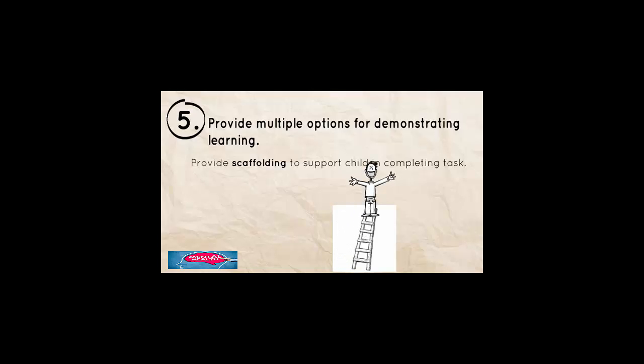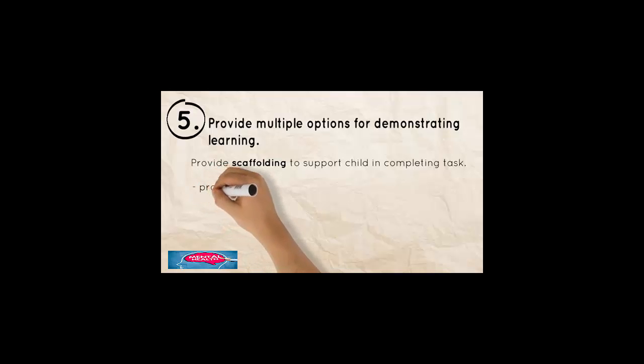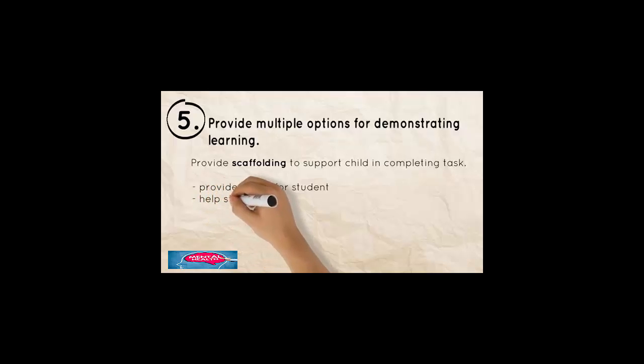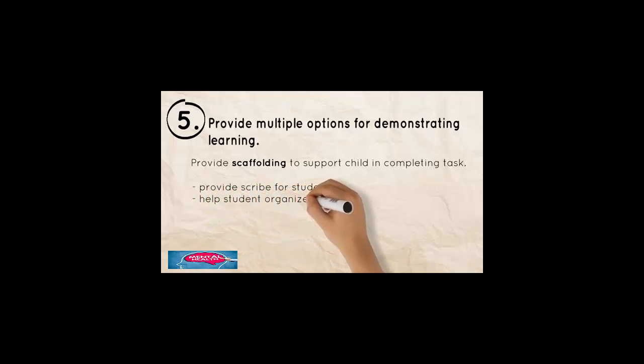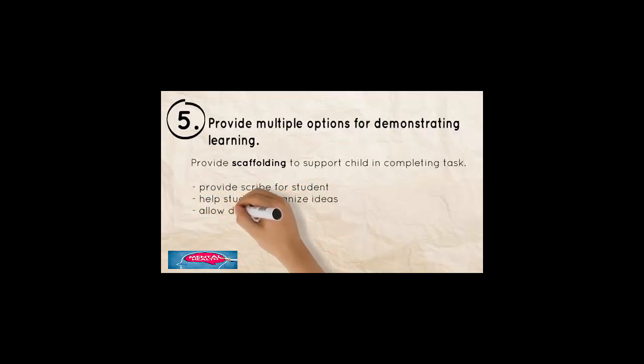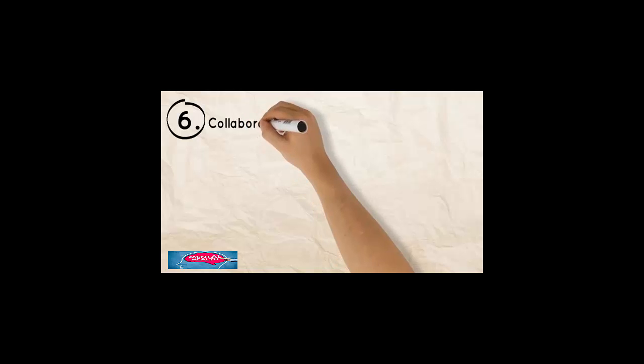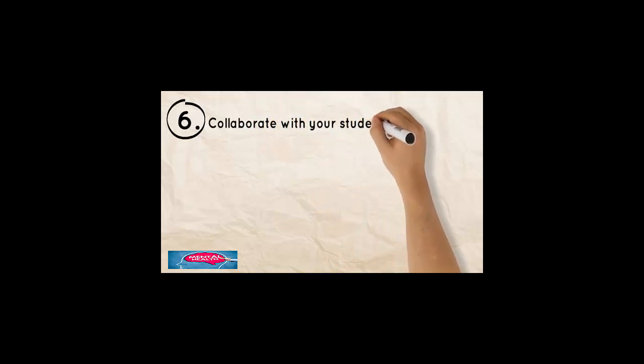For example, if a child seems to be having particular difficulty demonstrating their understanding of a habitat in writing, you could support them during this task by having somebody scribe for them, by helping the student organize their ideas verbally or through a graphic organizer before writing them down, or by allowing them to supplement their written work with drawings to demonstrate their understanding.